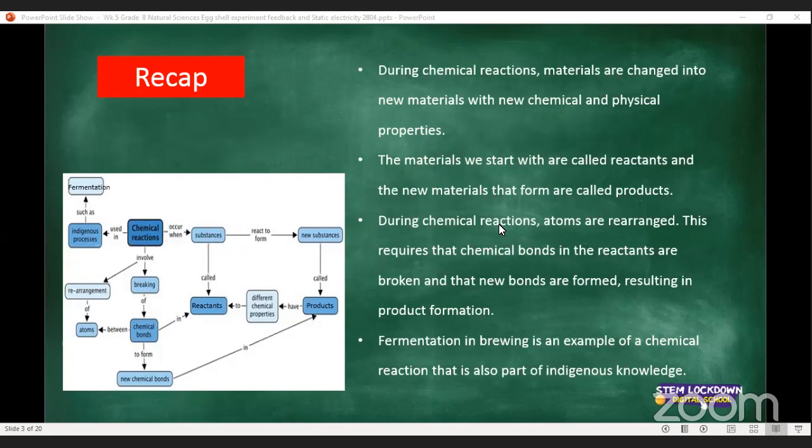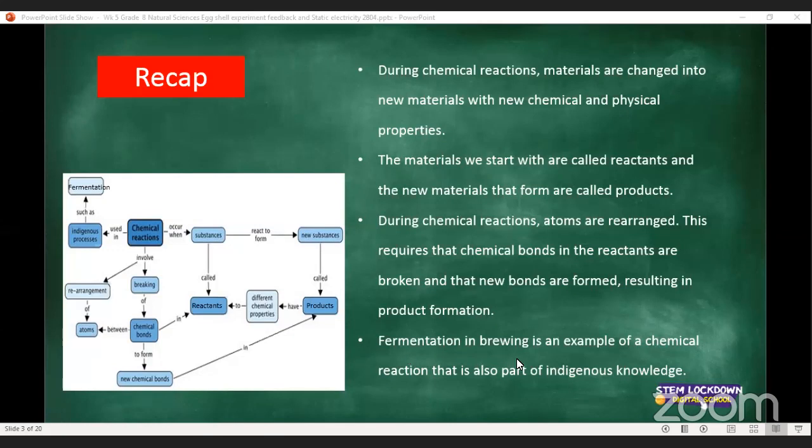Now, during a chemical reaction, atoms are rearranged. So it's very important to know that when a chemical reaction occurs, the atoms are rearranged. This requires that the chemical bonds in the reactants are broken and new bonds are formed. When the new bonds are formed, it results in product formation. Okay, and then I'll explain it to you again using the diagram on your left.